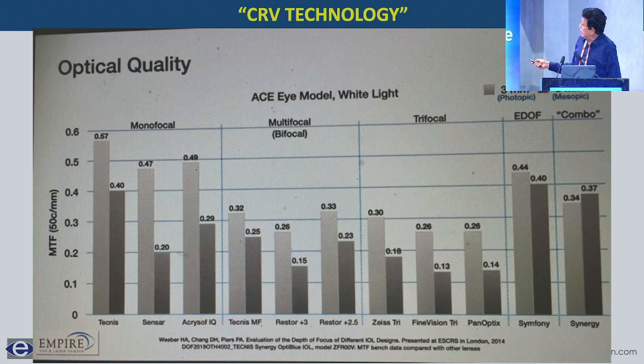But when you look at the EDOF lens, the Symphony or the Synergy, you can see that the drop in quality of vision that occurs from photopic to mesopic conditions is significantly less. And also, you can see that 0.40 here, and again in the mesopic conditions, it almost matches the quality of vision that you get with monofocal intraocular lenses, and that's a significant advantage.